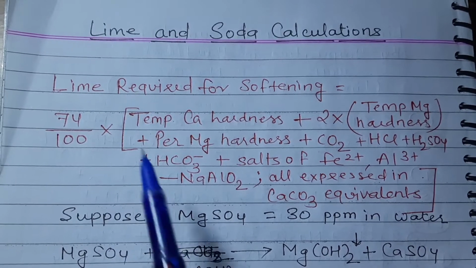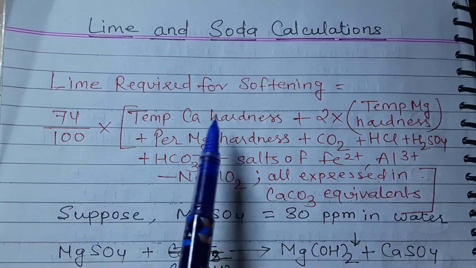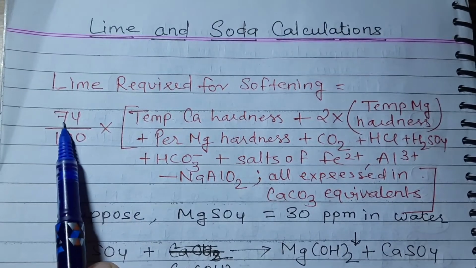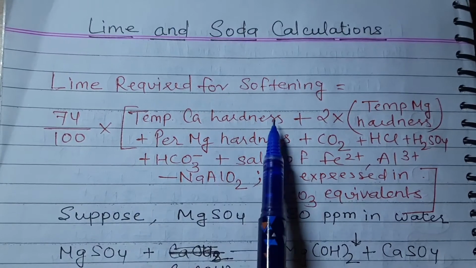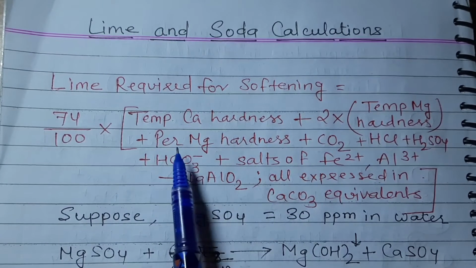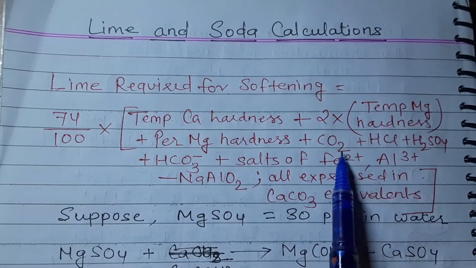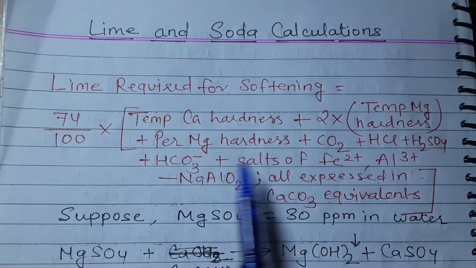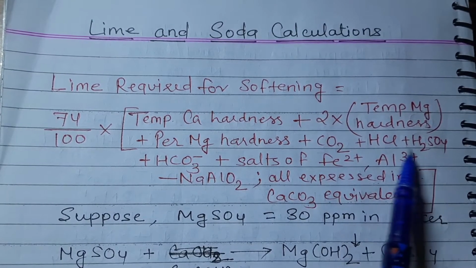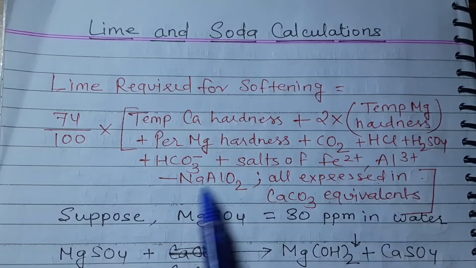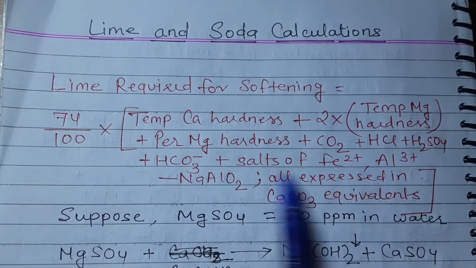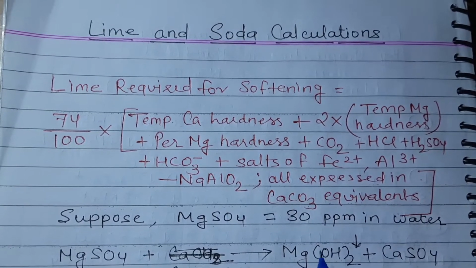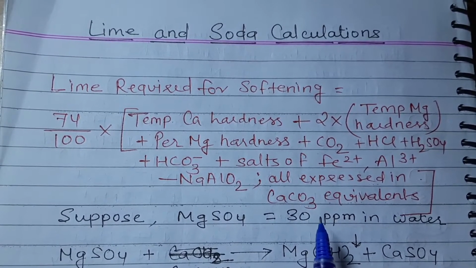Now you may have seen this formula in the books. How to calculate lime required for softening? 74 upon 100 into temporary calcium hardness plus 2 into temporary magnesium hardness plus permanent magnesium hardness, CO2, HCl, H2SO4, HCO3 that is bicarbonate, salts of Fe2+ and Al3+ aluminium tripositive ion minus NaAlO2. And all these quantities are actually expressed in the calcium carbonate equivalents. So now I will tell you how this formula is derived.